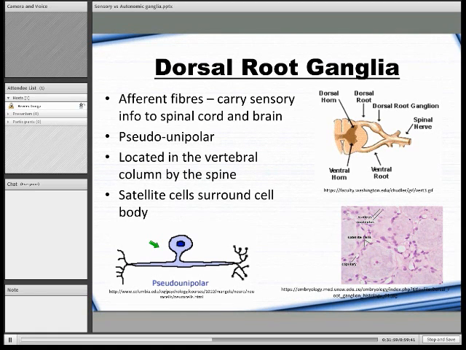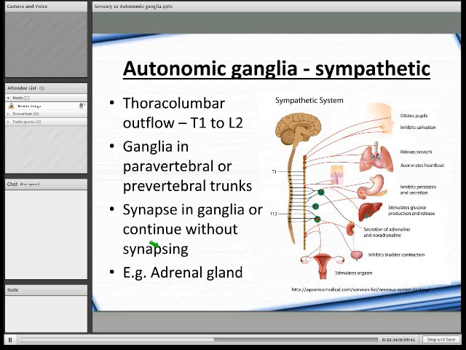Dorsal root ganglion are known as pseudo-unipolar. This means that they have two branches which act as a single axon. And they're also surrounded by satellite cells and supportive cells which form a prominent capsule on them. So we're going to move on to the autonomic ganglia. And first we're going to cover the sympathetic ganglion.